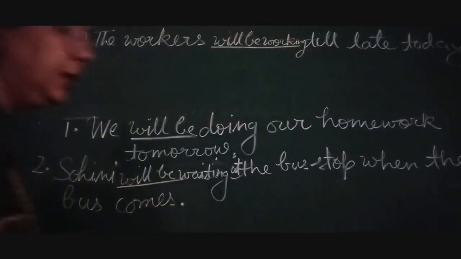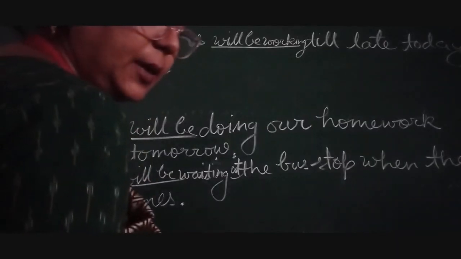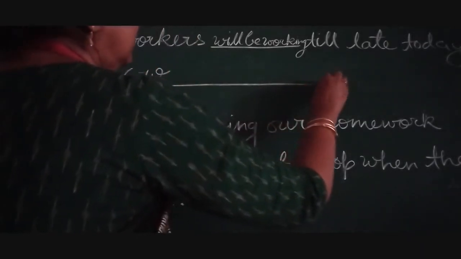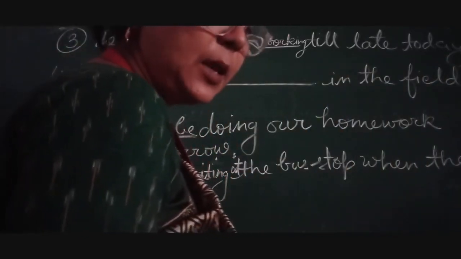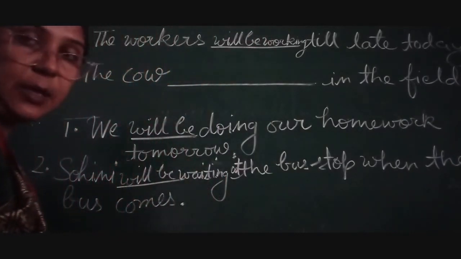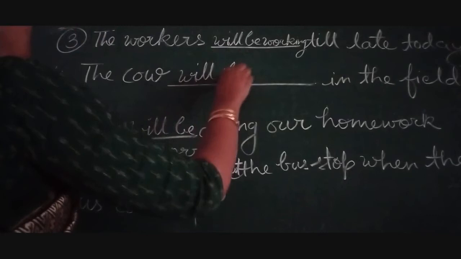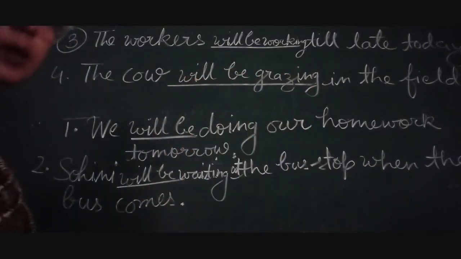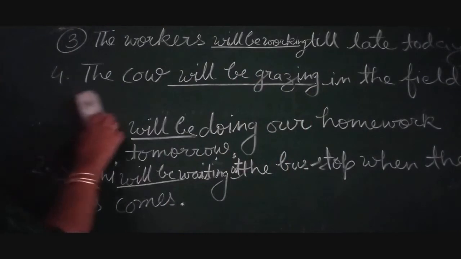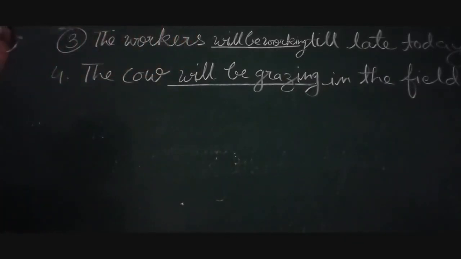Now fourth number, the cow dash in the field. Okay, the cow dash in the field. Now here the options are will graze or will be grazing. Grazing matlab charna. So the cow will be grazing. So the cow will be grazing in the field. So write it down, children. Will be grazing in the field. Okay. So complete it, children.